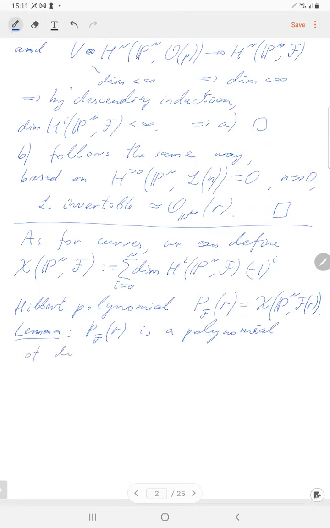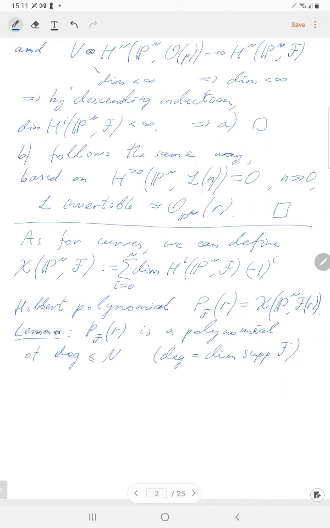Of degree not more than capital N, and in fact this degree is equal to the dimension of the support of our sheaf F. Okay, but maybe I will not prove this lemma now. I hope we'll study Hilbert schemes maybe in a month or so, and then we'll talk more about it.